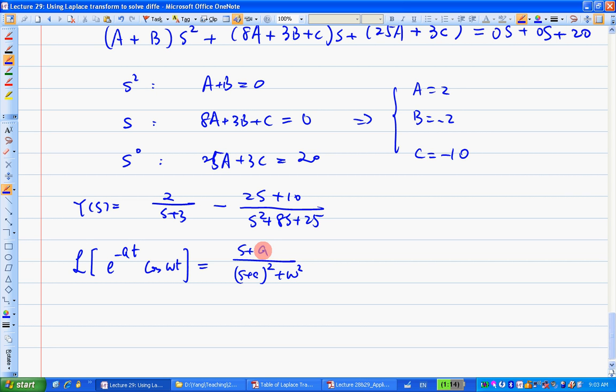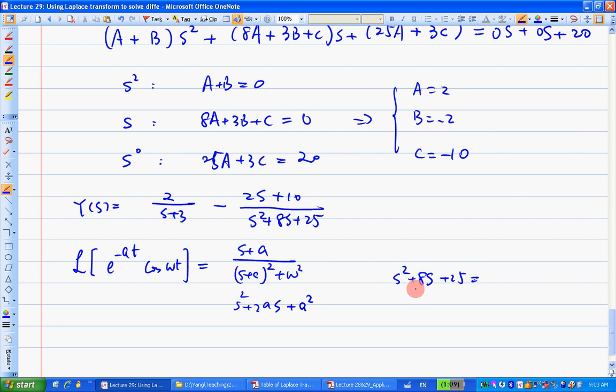Now you look at this top right here. Maybe what I'm going to do is something to the bottom here, to match the bottom with this one. So here's what we're going to do. We have s squared plus 8s plus 25. How do I transform this into this format? Well, you look at this one. This is (s plus a) to the power of 2, right? And then you end up with s squared plus 2as plus a squared.